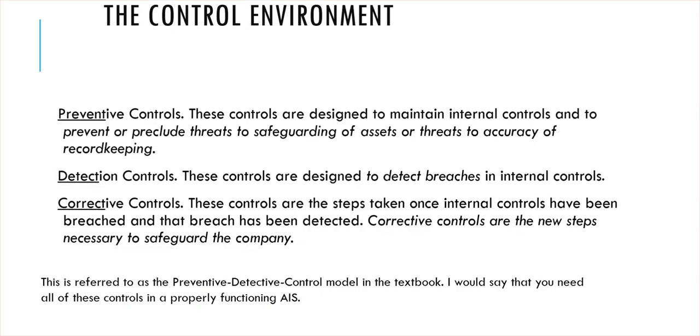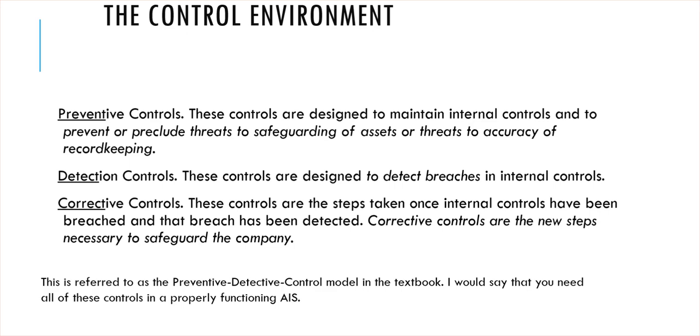The control environment. This is where we talk about 3 different controls. The first 2 are fairly easy. The third one is a little confusing. This is often referred to as a preventive detective control model, and in the Hall textbook I used to use, that's what they called it. You would need all of these to have a properly functioning AIS.